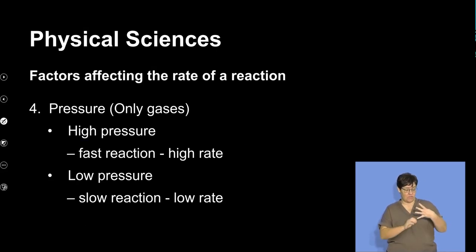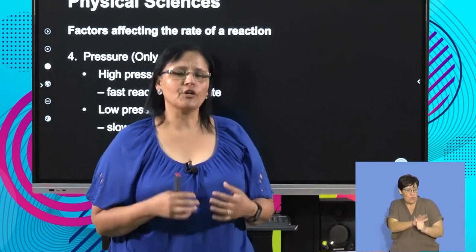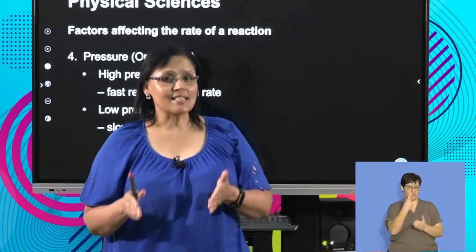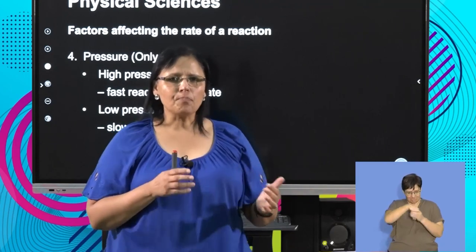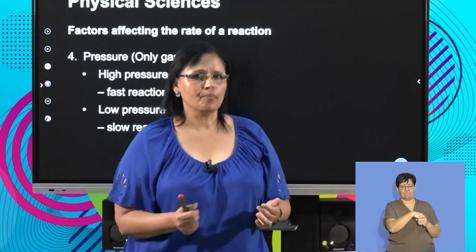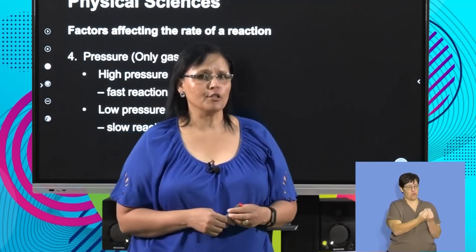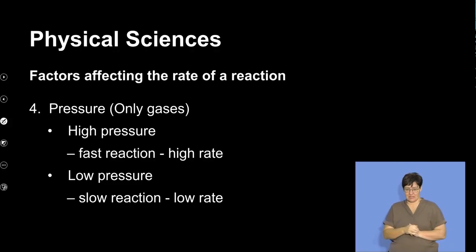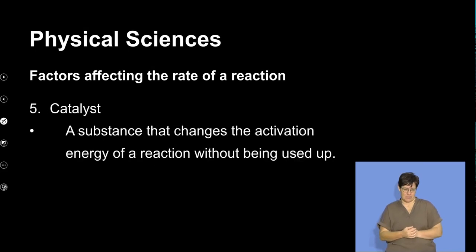The fourth factor that we're going to talk about today is pressure. When we look at pressure, we use gases only. And the gas must be part of your reactant, not necessarily part of your product. So when we have a high pressure, we have a fast reaction, a high rate of reaction, and at a low pressure, we have a slow reaction and a low rate, meaning longer time.